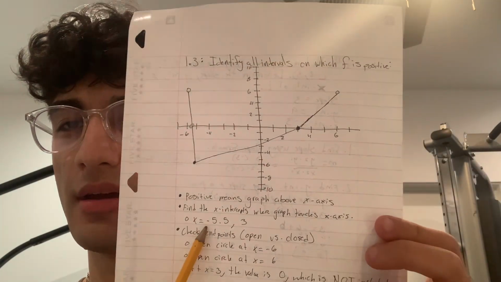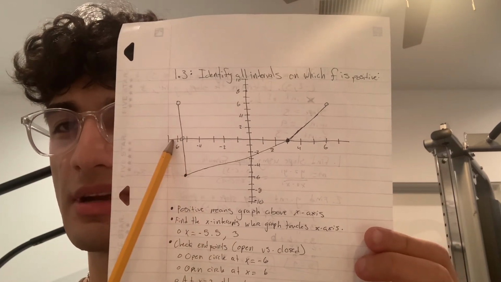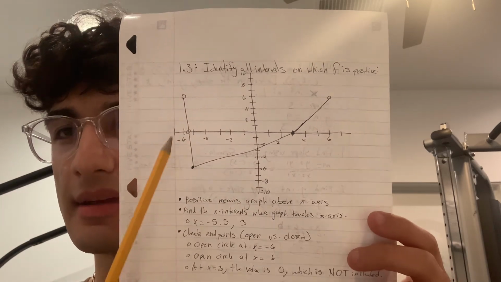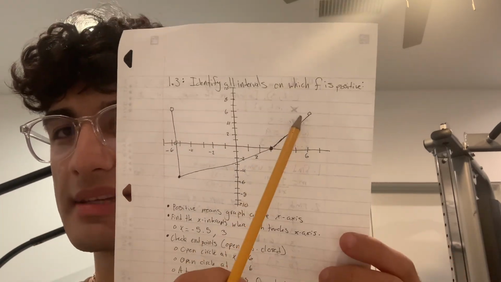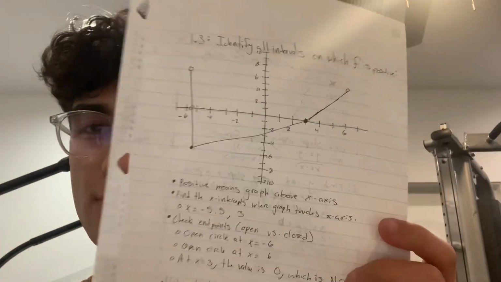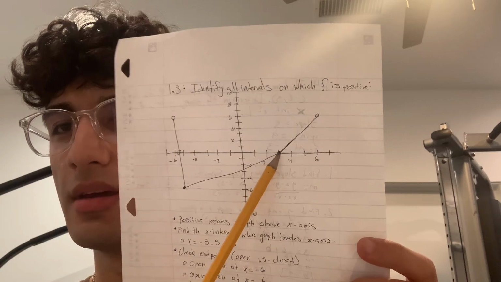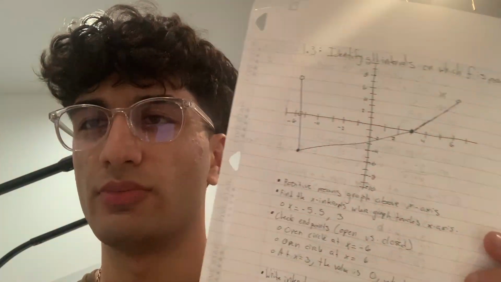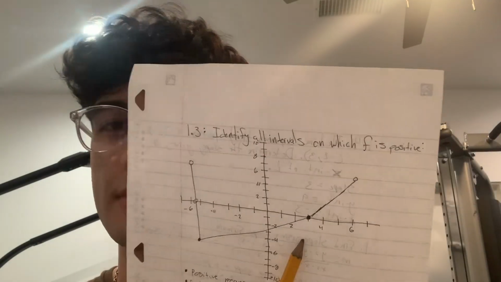For that, I found negative 5.5 and 3, which is right here and here. And then I checked the endpoints, which were the open and closed circles. So we have an open circle at x equals negative 6, and we had an open circle also at x equals positive 6. And at x equals 3, technically it's on the x-axis, so the value is going to be 0 for that, which we do not include, even though it is a closed circle.